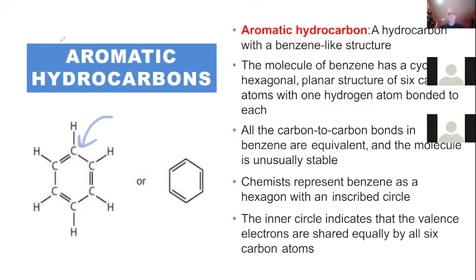But of course, this is one of the instances where the Lewis structure is not correct, because it doesn't actually have alternating double and single bonds. It doesn't. So the Lewis structure sort of falls down with this particular molecule.